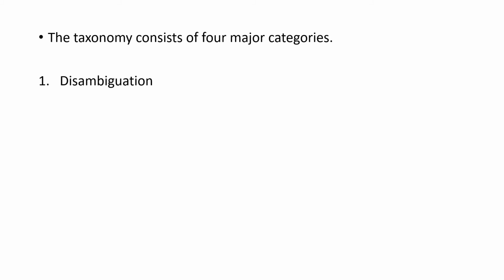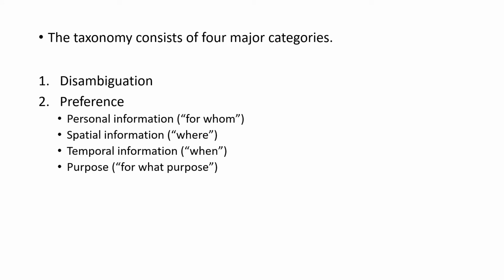So our taxonomy consists of 4 major categories. The first one is disambiguation. Some queries are ambiguous, and they may refer to multiple entities or multiple concepts. So a clarifying question can help disambiguate these queries. The second category is about preference. The preference can be related to personal information, spatial information, temporal information, or the purpose of the user for consuming that information.